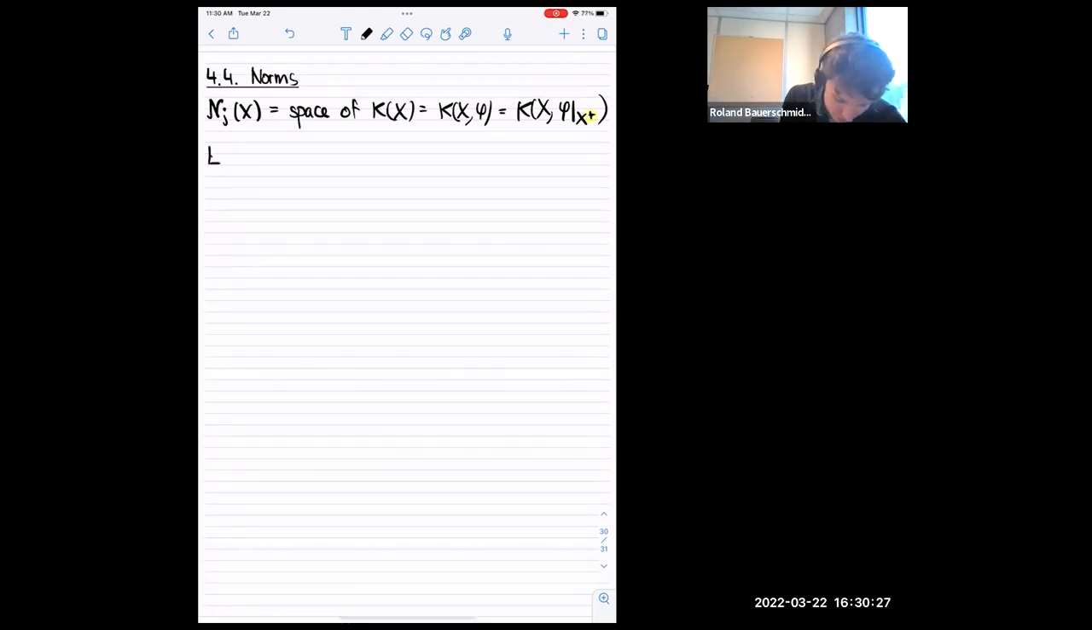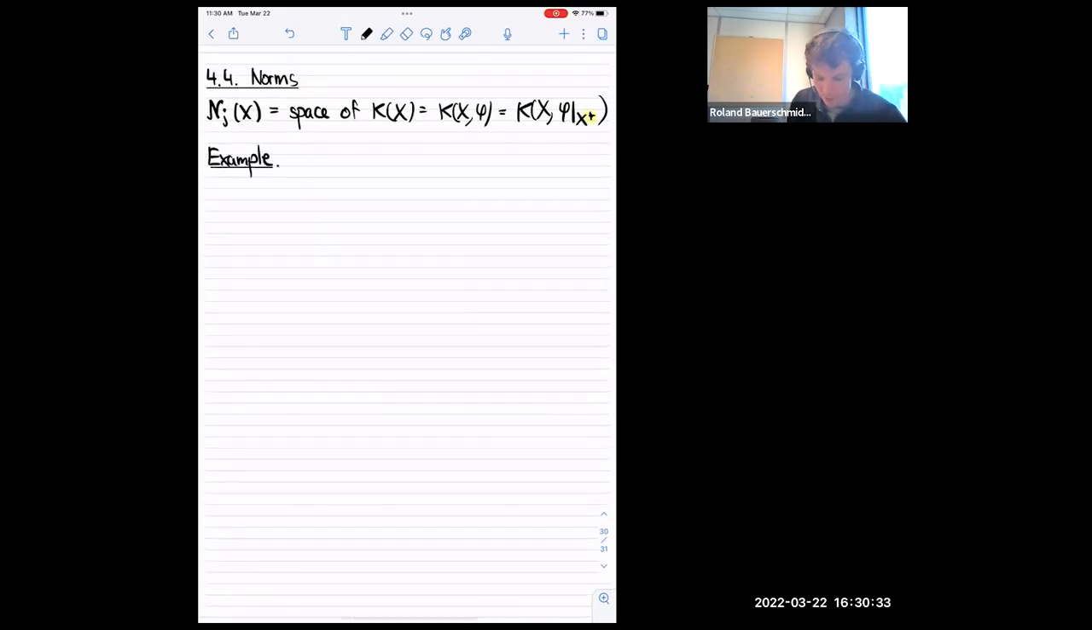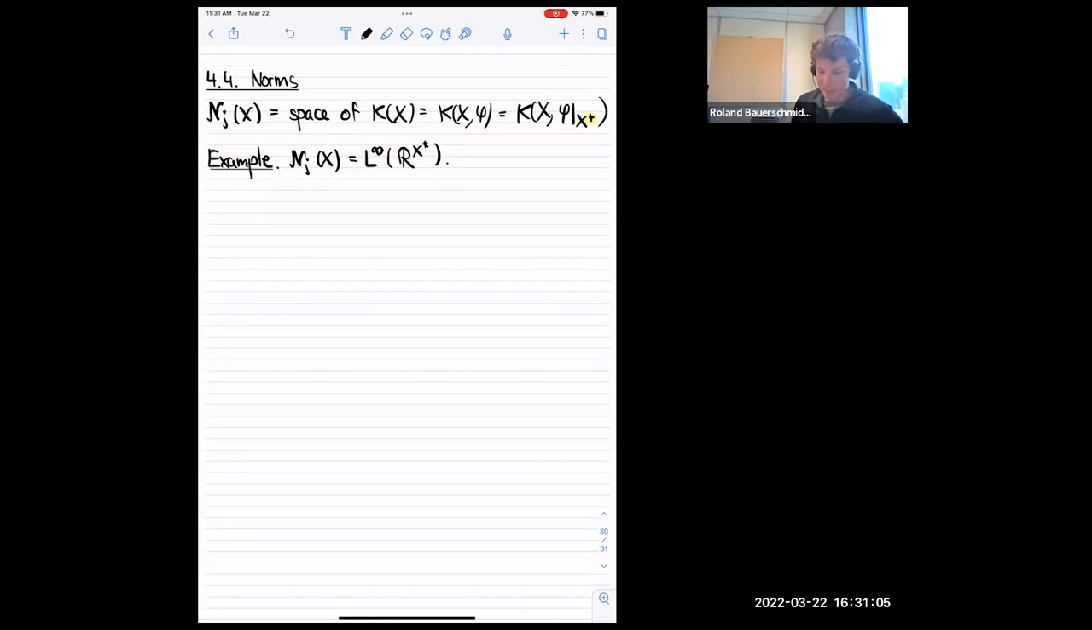And the simplest example has most properties we like, unfortunately not all. It's not going to be a good one to study the renormalization group map. But for now, this is the example I want you to have in mind: you just take Kj of X to be L infinity, so just bounded functions. I guess it's really L infinity of R to the X. That would be a simple example you could have in mind. We'll see why it doesn't work later on, but it does have the following two desired properties.